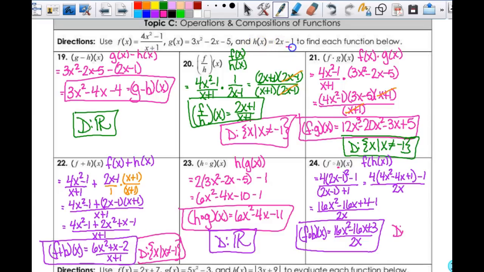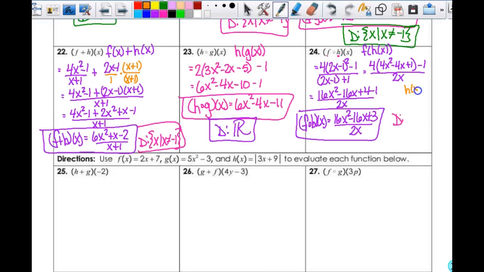So h of x is 2x minus 1. So the domain and the range are both all real numbers. So it's the domain of h of x such that the range of h of x lives in the domain of f. Okay, so let's talk about the domain of f of x. Here's f of x. X cannot equal negative 1. All right? So that means h of x cannot equal negative 1. So if I think about it that way, the h of x cannot equal negative 1 because of this domain right here. So if I write that down, h of x cannot equal negative 1 because x can't equal negative 1 for f.